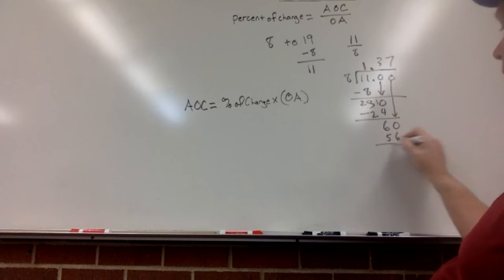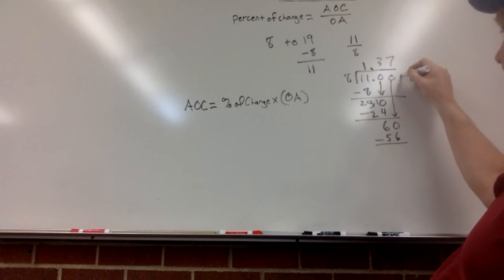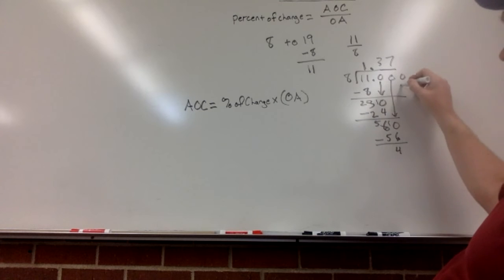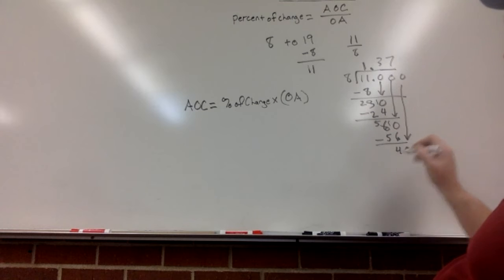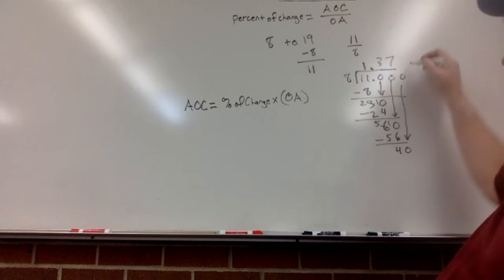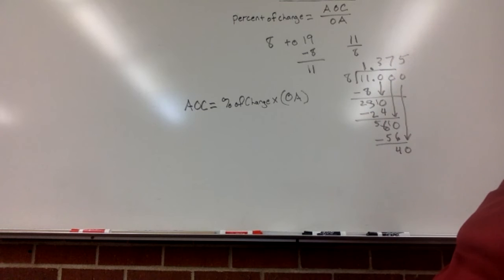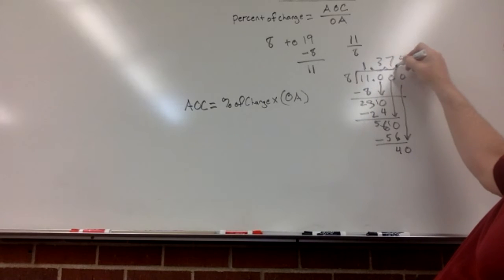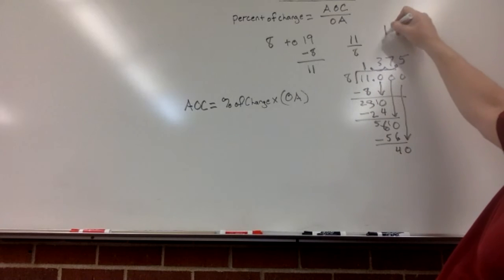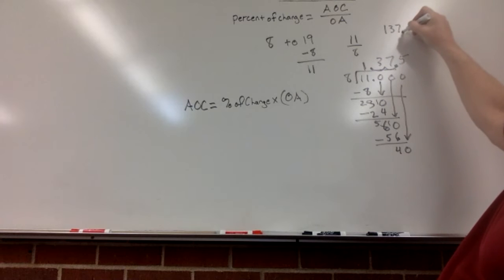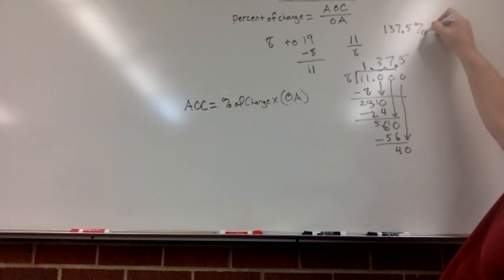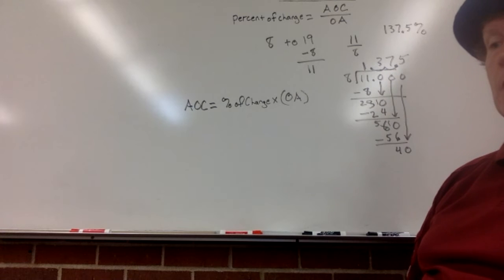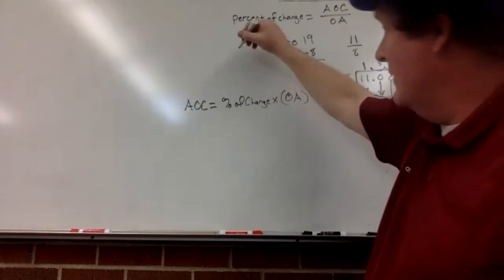56. We got one more. Subtract. Borrow from the 6, make it 5. 10 minus 6 is 4. Bring down that 0. 8 goes into 40 5 times. Okay. At the end, we move our decimal 2 places to the right. 1, 2. That makes my answer here 137.5%. Okay? That one's number 8.